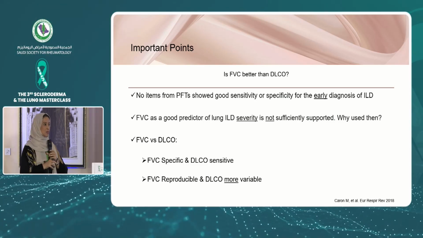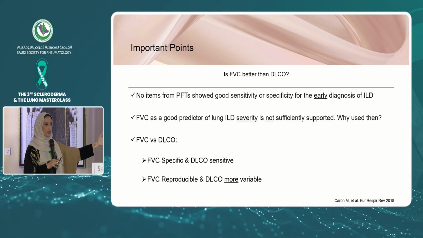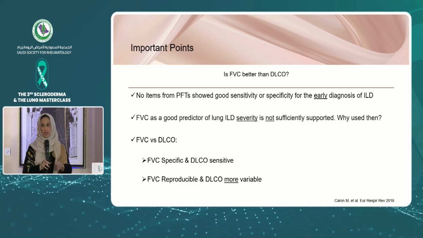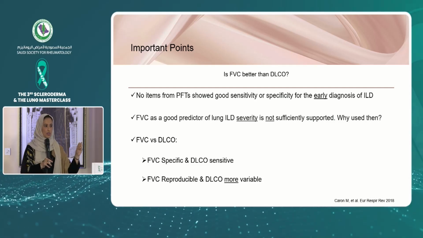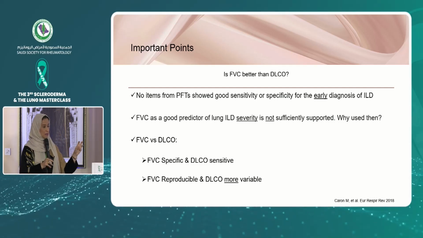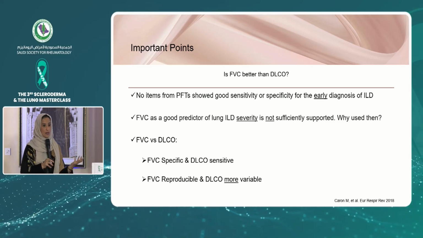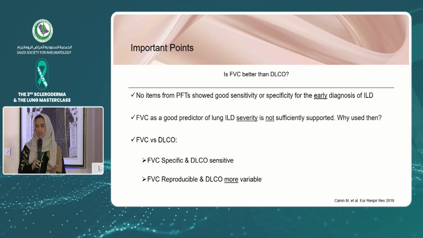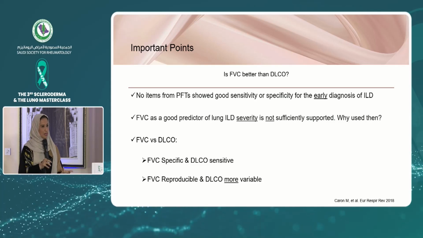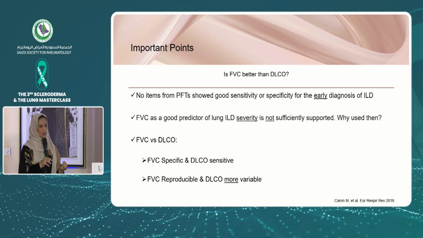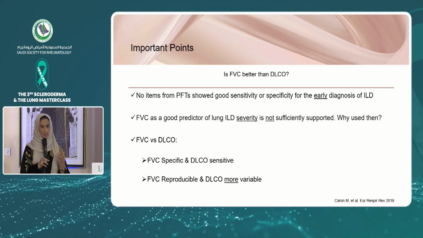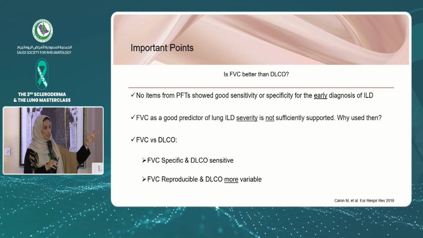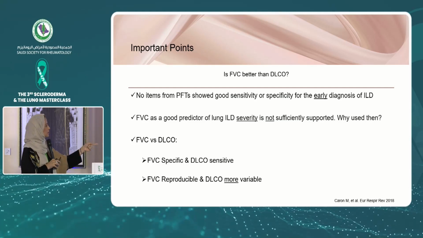Why is DLCO less specific? Because it's affected by other pathologies such as pulmonary hypertension. But that shouldn't preclude it from being tested as a primary outcome. We can do an echocardiogram, we can do a 6-minute walk test, and even CPET to exclude the possibility of PAH, and then we say DLCO can be a primary outcome. And I will show some data supporting why DLCO is better than FVC for that.